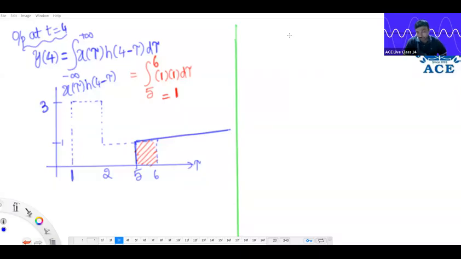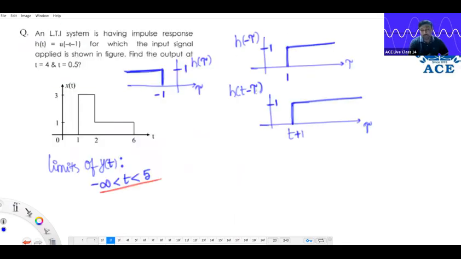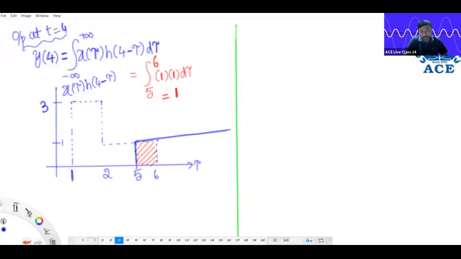First you take x of tau h of t minus tau. First we have done that, folding, later on shifting. If you want the output at 4, directly replace t equals 4, such that we got overlap for the interval 5 to infinity. The shifted signal extends from 5 to infinity, but as we are multiplying them, the overlap portion is 5 to 6.